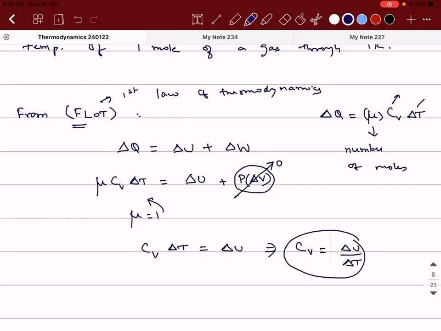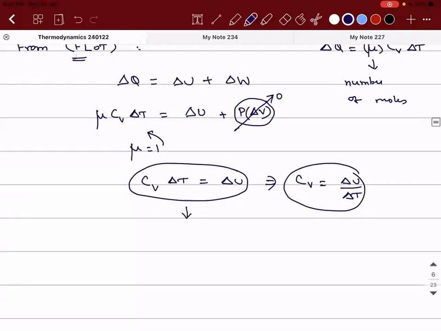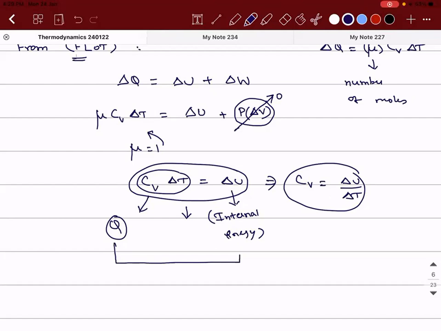Let us try to analyze both these expressions. When I write Cv into delta T is equal to delta U, I'm trying to understand that Cv into delta T is the heat supplied and delta U is the increase in internal energy. So what I'm trying to say here is, in the case of molar specific heat at constant volume, the amount of heat that you're supplying is utilized only to increase the internal energy. It is not used to do any kind of useful work at all. So it is a very, very simple process.